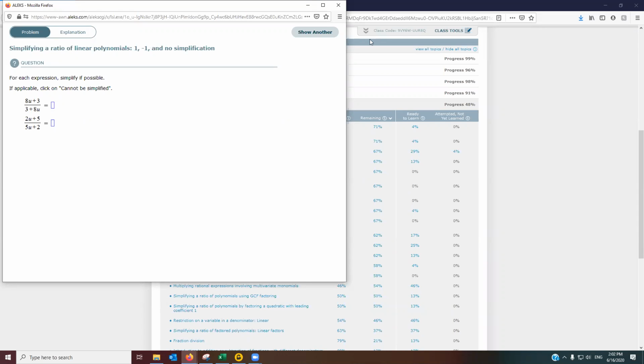Well, the first one is showing me 8u plus 3 over 3 plus 8u. This looks very interesting because on the top and the bottom, it really looks like the same exact expression. The only thing is on the bottom, the order has been swapped around. You probably remember when you're adding 2 numbers, the order doesn't matter. If I write 2 plus 3, it's the same as 3 plus 2. So the order of addition really doesn't matter. So if I want to, I can swap around the order on the bottom and write it as 8u plus 3.